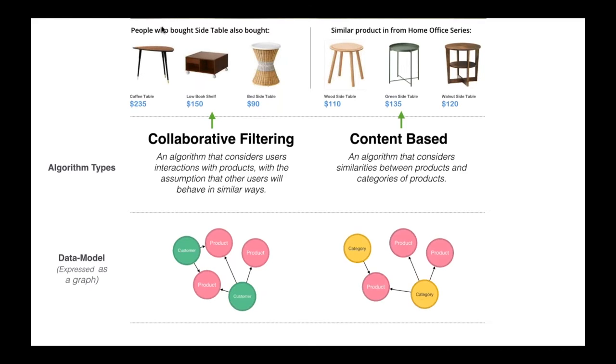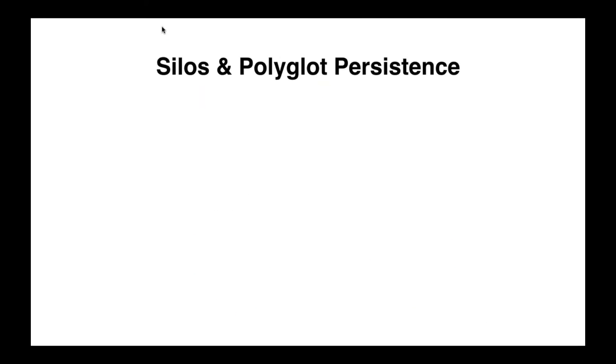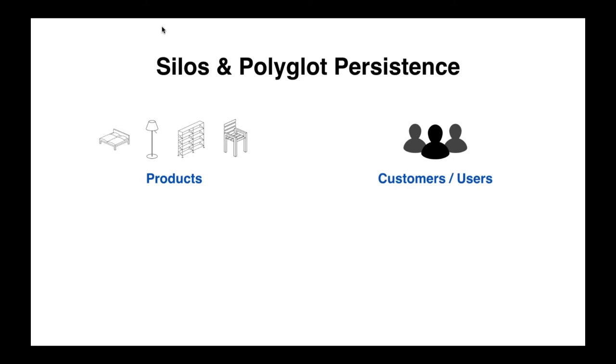But before we get into that, I want to talk about another major challenge from a data point of view in retail, and that is leveraging data stored in disparate silos, which is also referred to as polyglot persistence. If we consider our recommendation data sources, we have products and customers or users.